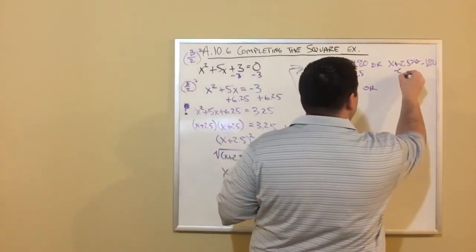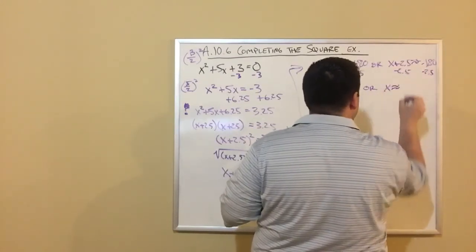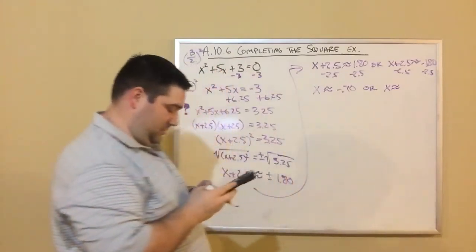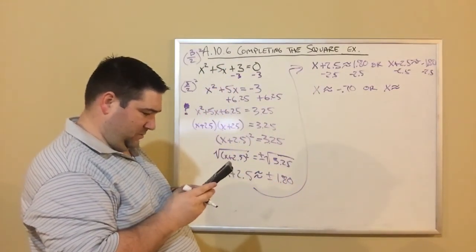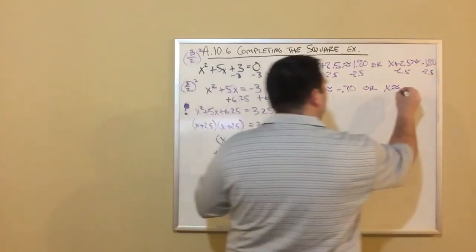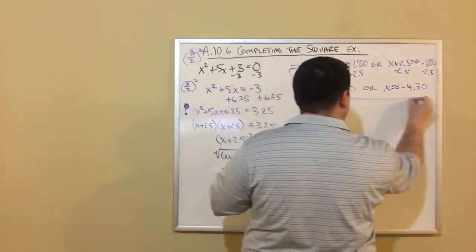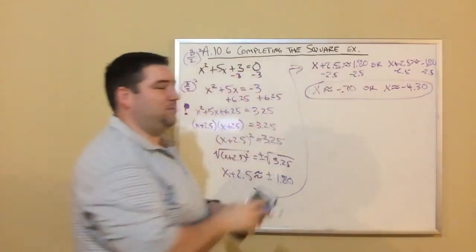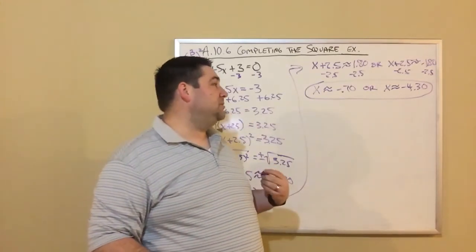So this one, subtract 2.5. That would be x is approximately negative 1.8 minus 2.5, which should be negative 4.3, right? Yep, negative 4.30. So my answer is x is approximately negative 0.70 or x is approximately negative 4.30.